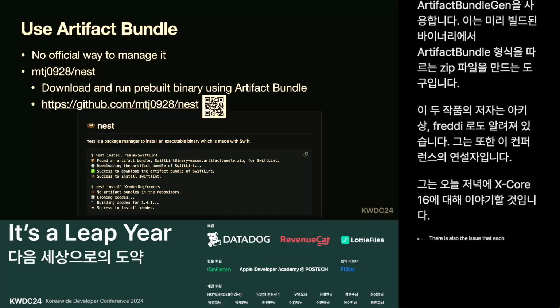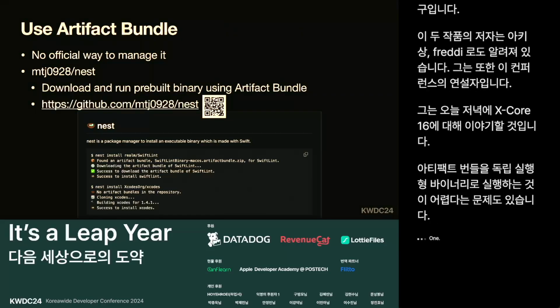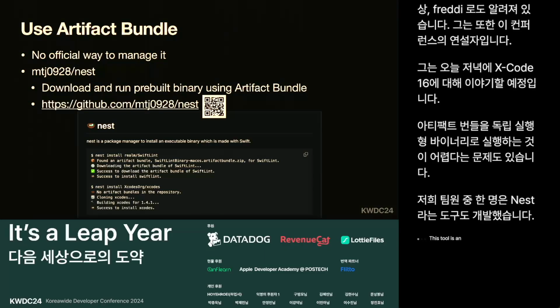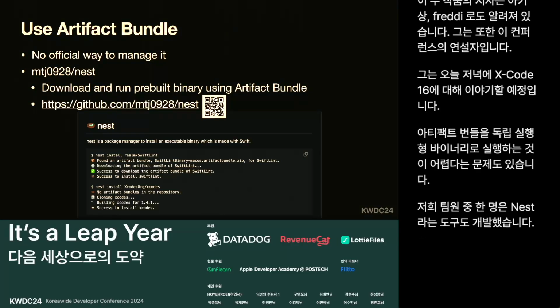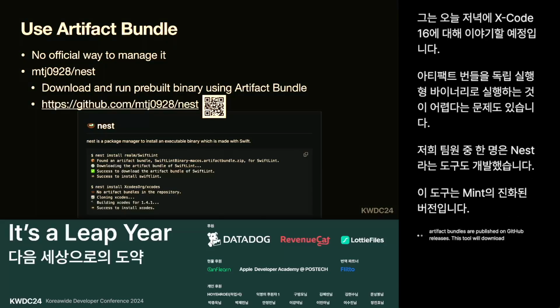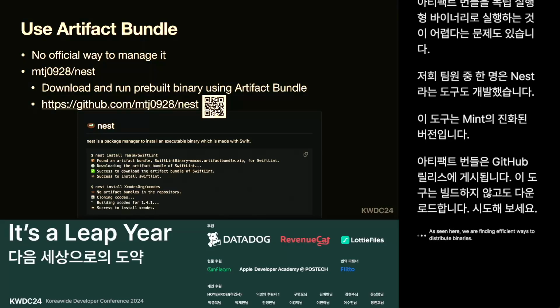There is also the issue that it's difficult to run artifact bundles as standalone binaries. One of our team members has also developed a tool called Nest. This tool is an evolution of Mint. If artifact bundles are published on GitHub releases, this tool will download them without building them. Please give it a try. As seen here, we are finding efficient ways to distribute binaries.